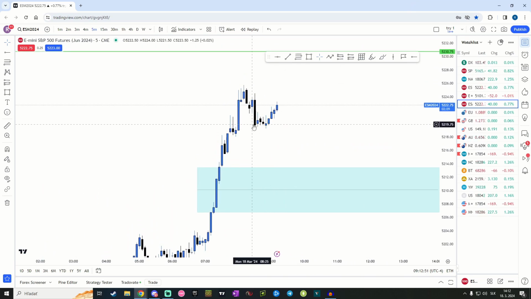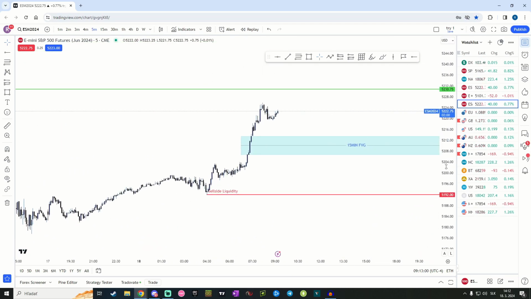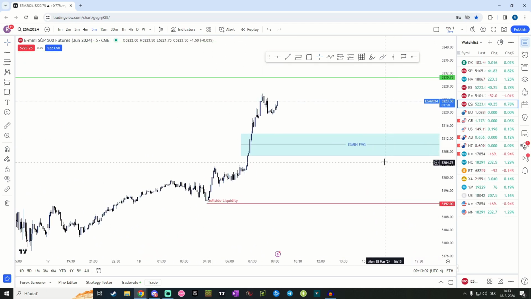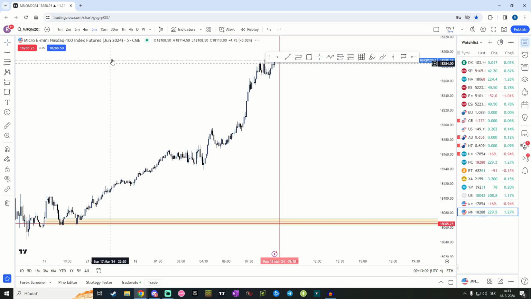Quite nice equal lows here. But I think that's it for now that I can easily spot on those time frames for ES. So I'll go now to NQ.